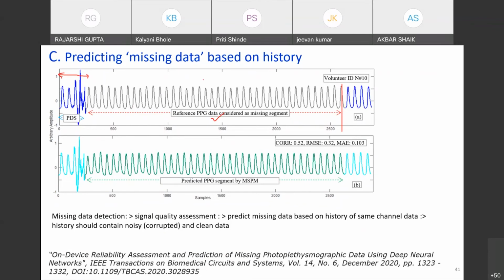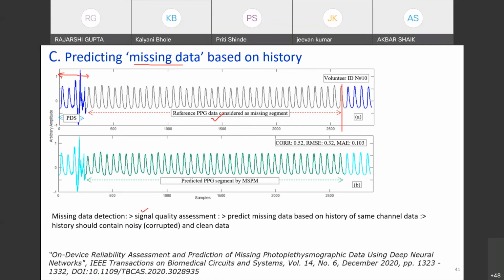Missing data on PPG can occur due to loose contact of the sensor. Suppose a person lying down on a bed is wearing a PPG sensor, but somehow the cap has detached from the fingertip. In those cases, there may be momentary make and break between the contact of the sensor and the skin, so there can be unreliable data or completely missing data. The objective of this work was to predict missing data, and here the signal quality assessment was cleverly used.